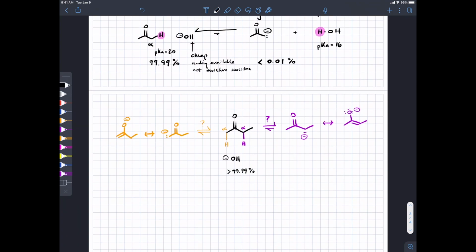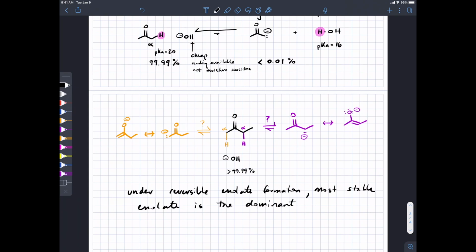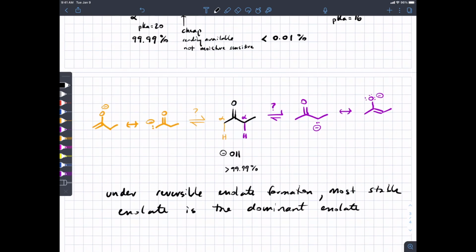So under reversible enolate formation, the most stable enolate is the dominant enolate. So what would we say here? Which of the two enolates is more stable? Turns out enolate stability is going to track with alkene stability. So more substituted enolates are going to be more stable.